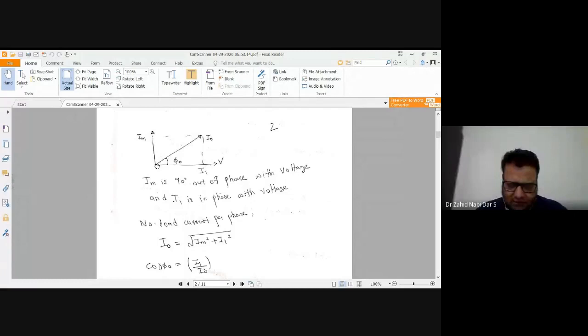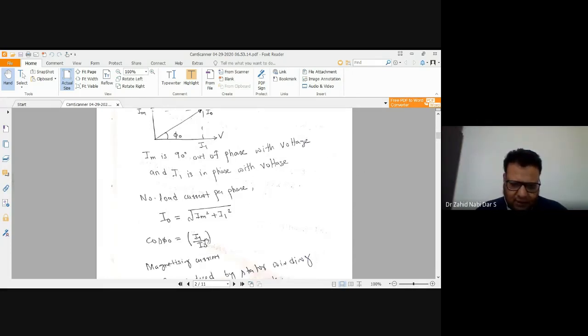So in this triangle, the hypotenuse is this, I naught. I naught square is equal to, by Pythagoras theorem, perpendicular square plus base square. So perpendicular square is how much? Im square, because this is same as Im, it's parallel to the Im and equal in length, plus I1 square. Similarly here, cos phi naught is base by hypotenuse. What is base? I1. What is hypotenuse? I naught. So you can say here cos phi naught is equal to I1 by I naught. So this is the magnetizing current.